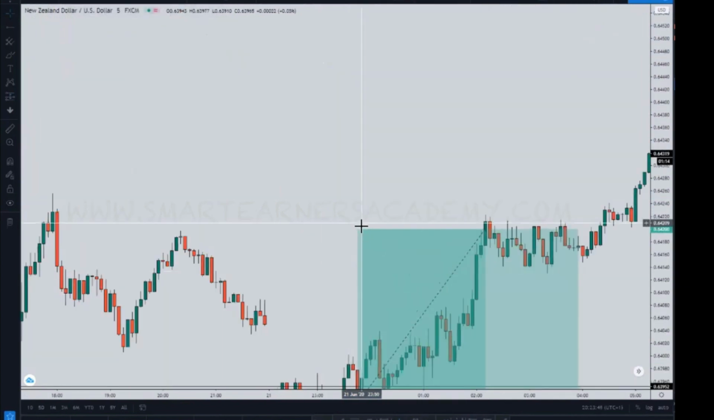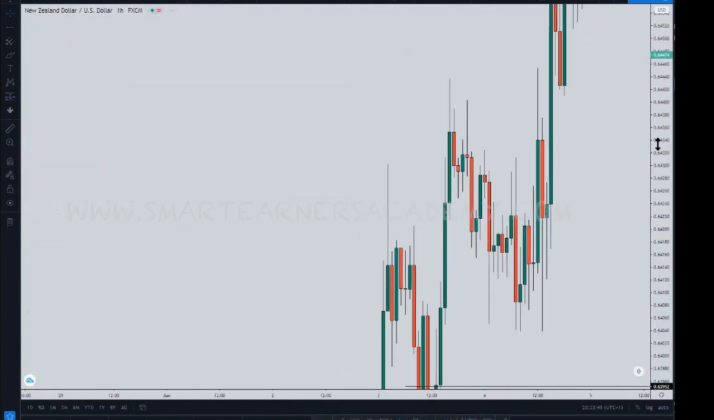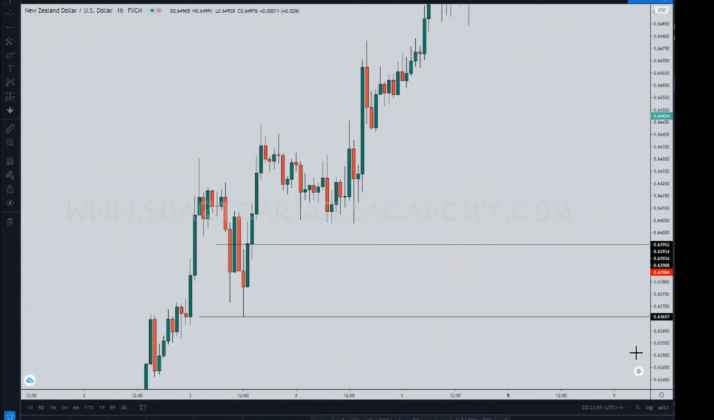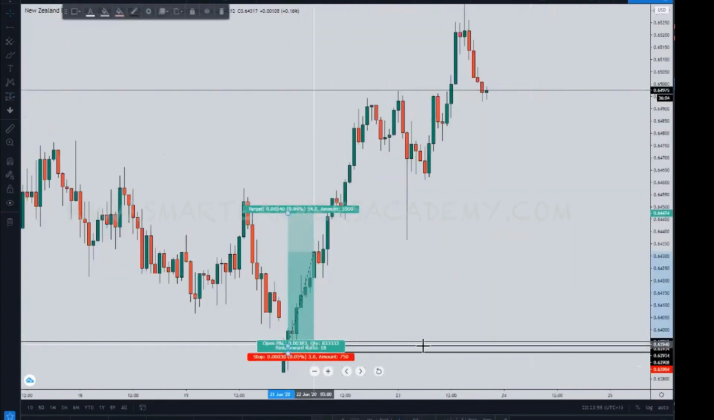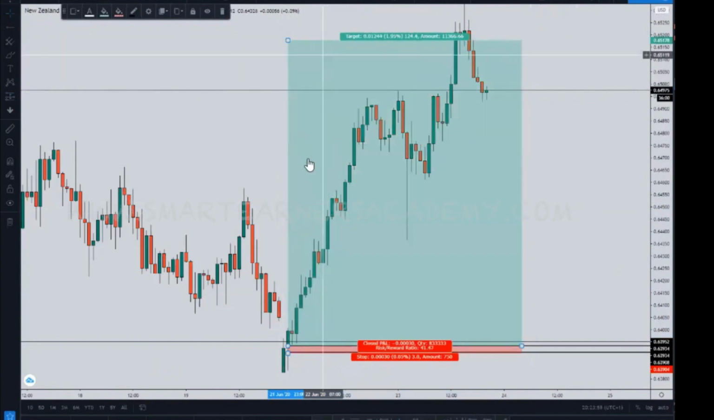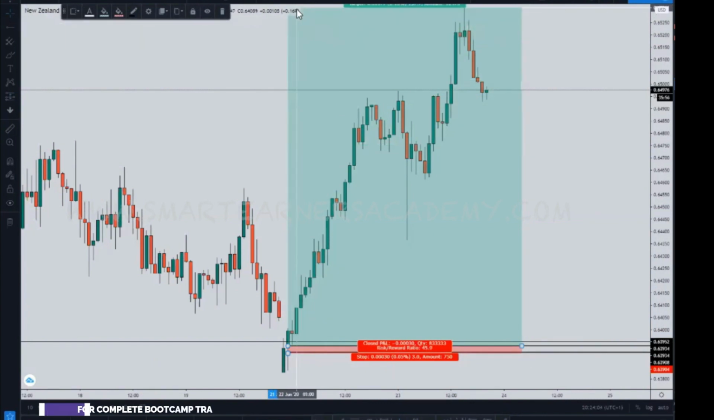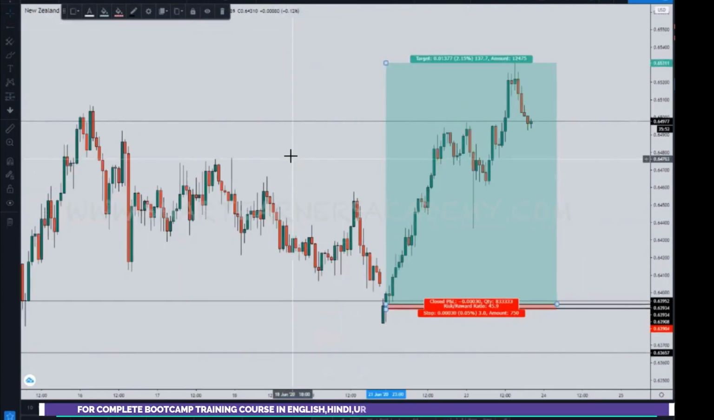So with a 3 pip risk, I'm taking my trade where? Towards supply, isn't it? Taking my trade towards supply. Now you see how much I'll be in profit right now. What my risk for reward ratio would be, I'll be up about 1 to 40, 1 to 45.